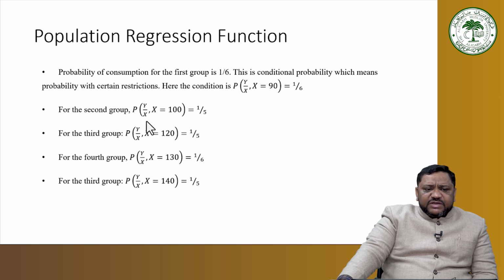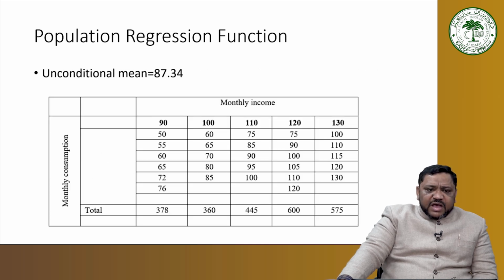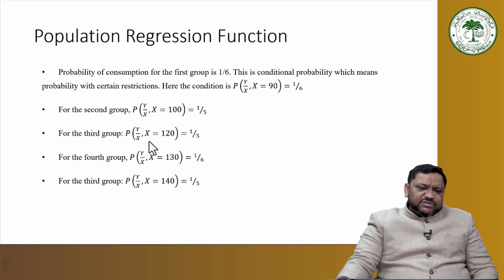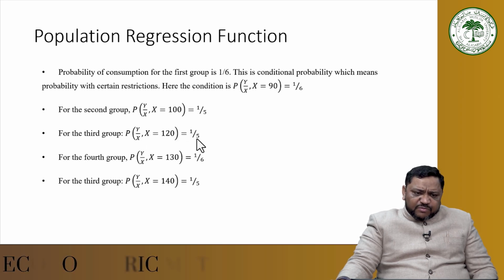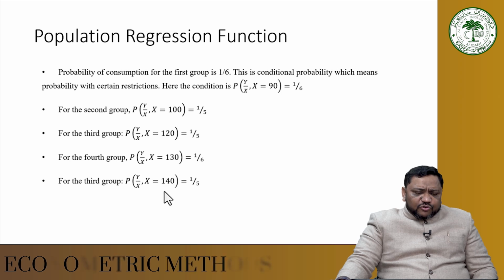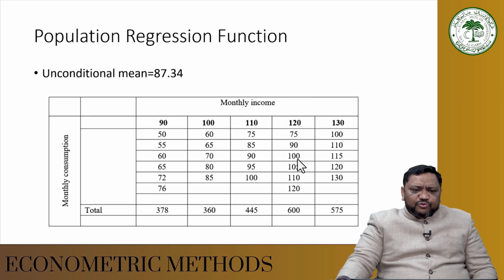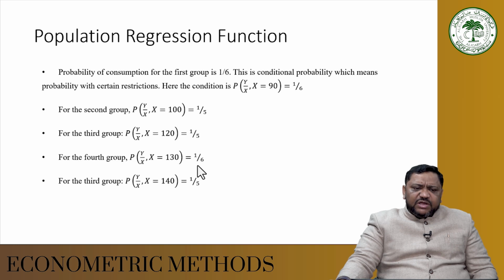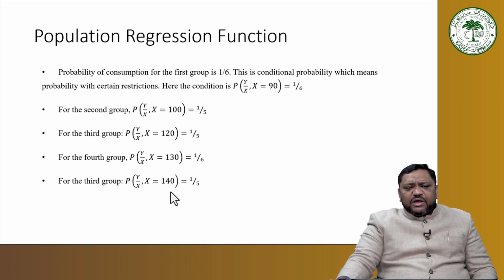Similarly, for the second group, the probability of y given x when x is equal to 100 is equal to 1 upon 5, as there are 1, 2, 3, 4 and 5 families. And for the third group, the probability of y given x when x is equal to 110 is equal to 1 by 5. Next, for the fourth group, there are again 1, 2, 3, 4, 5 and 6 families, so the probability of y given x when x is equal to 130 is equal to 1 by 6, and for the last group it is again 1 by 5.